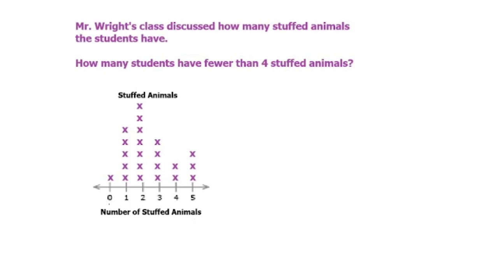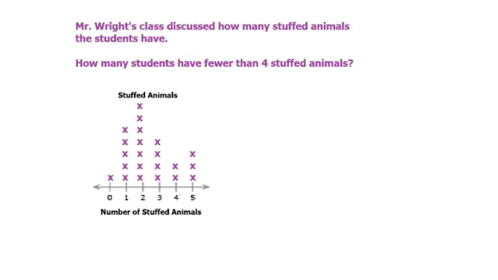So for 0 stuffed animals, we're showing 1. For 1 stuffed animal, we're showing this many. For 2 stuffed animals, we're showing this many. So the question is, how many students have fewer than 4 stuffed animals?